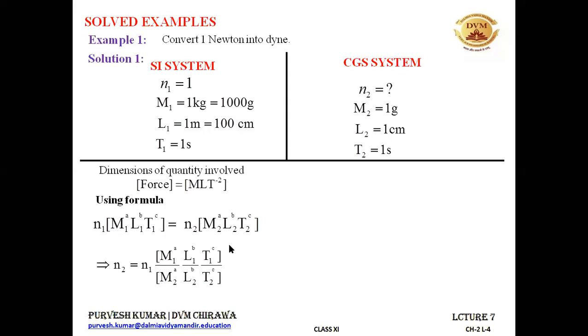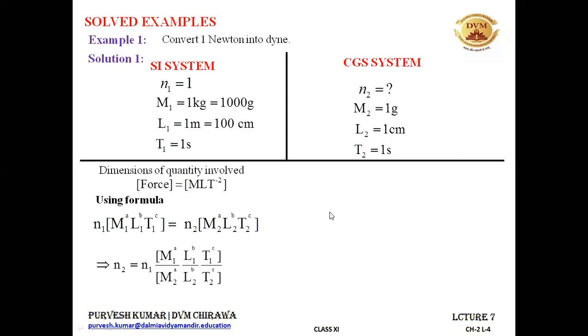Now, what are the values of a, b, and c? We know the value of a is 1, the value of b is also 1, and the value of c is -2. So we will be writing it. But before that, we will modify this equation in a more efficient manner. When the powers are the same and the bases are different, we can write them as a whole power. So that's what I will be doing.